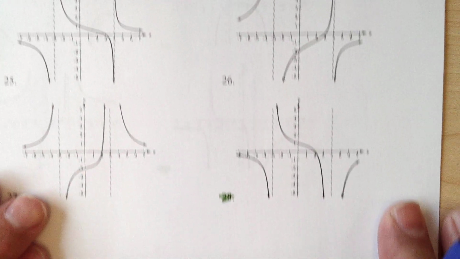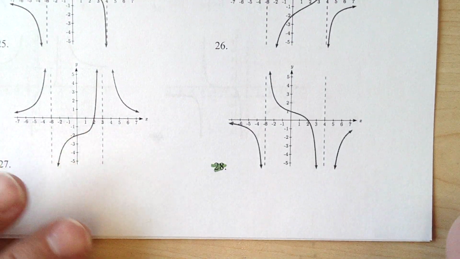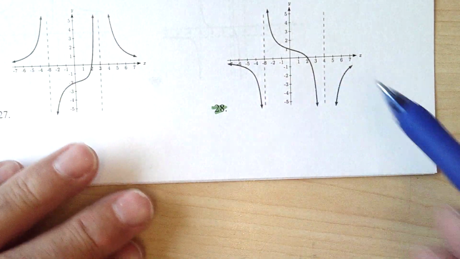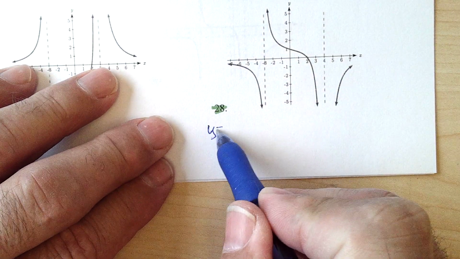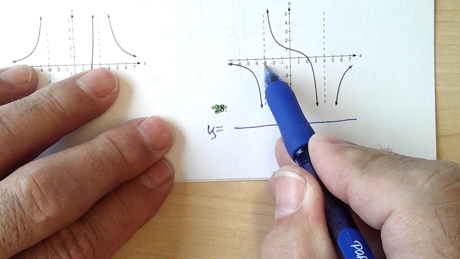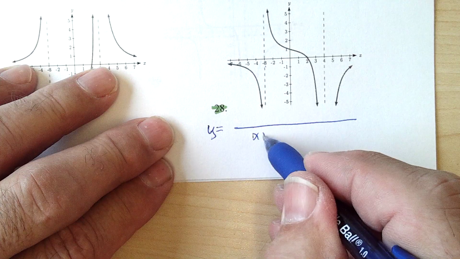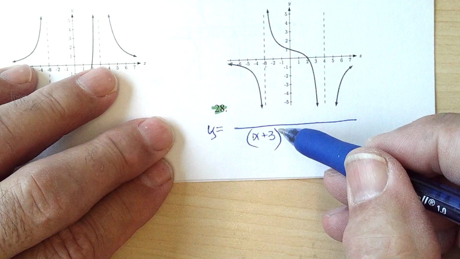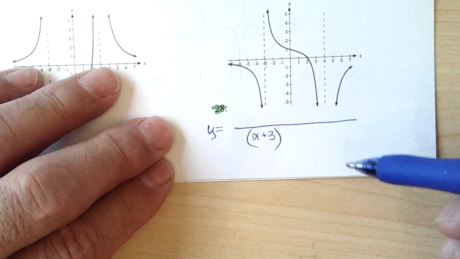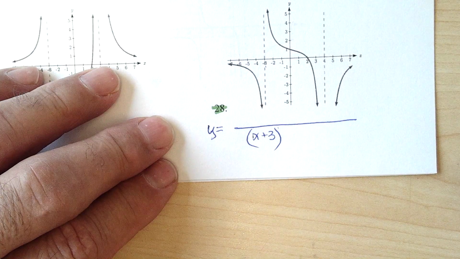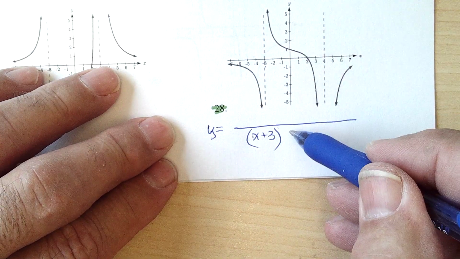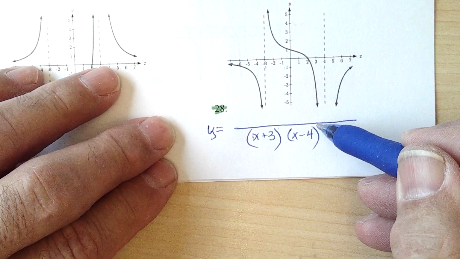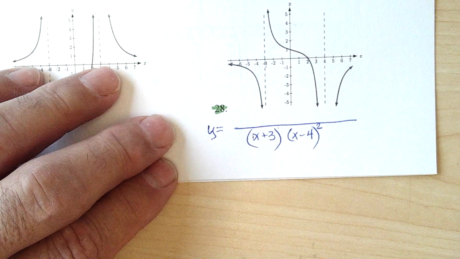Okay, 28. Now instead of telling us equations or conditions, it shows us conditions. So y equals vertical asymptote at minus 3, so it's x plus 3. Going in opposite directions, so this could be 1, 3, or 5, or 7, or whatever. We'll go simple 1. Vertical asymptote at 4 means x minus 4. Going in the same direction, so it's got to be even. We'll just do 2 for even.